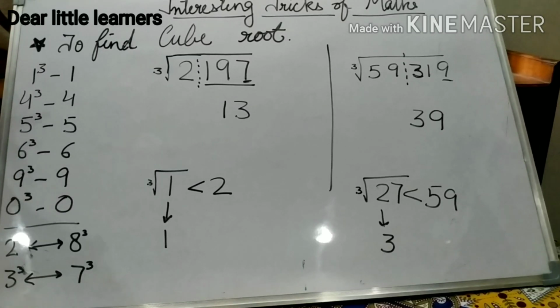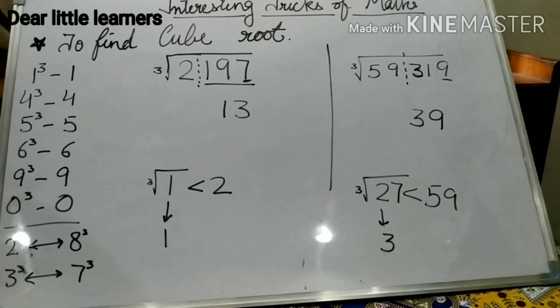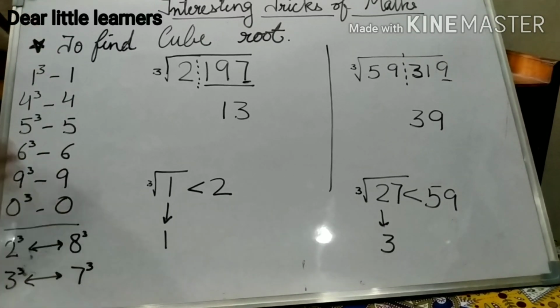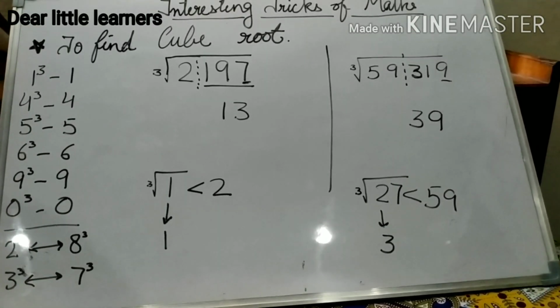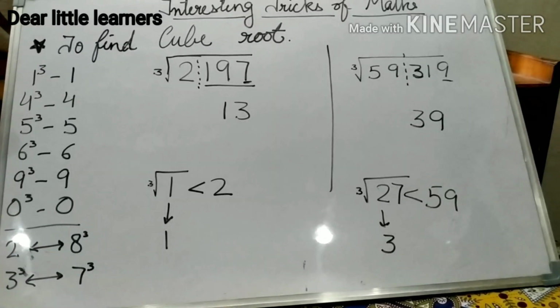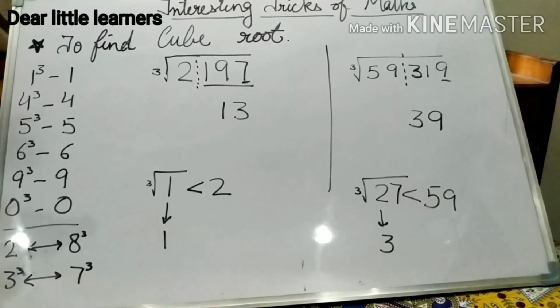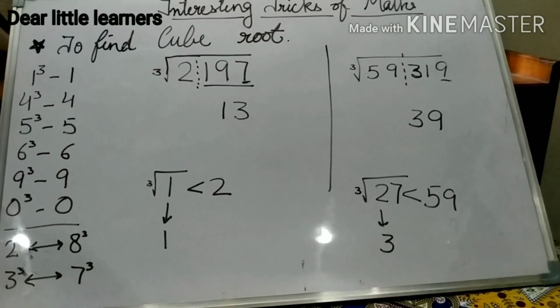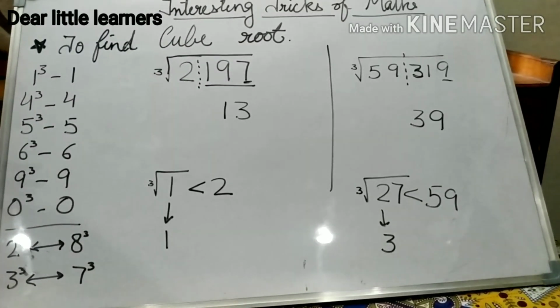See, so very simply you can find it out. The only very important step is to remember this table. Whenever you learn this, you have to remember it. It's very simple to remember, children. If you remember this table, it will be very simple for you to find cube roots. I hope you have understood this trick.